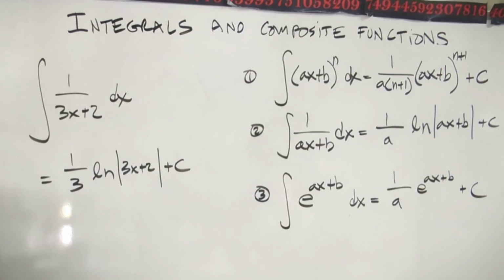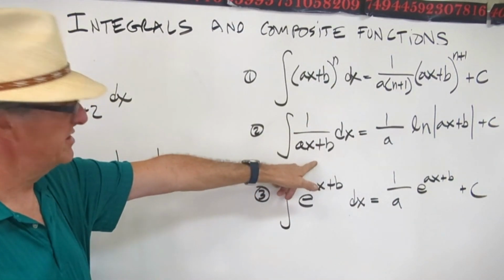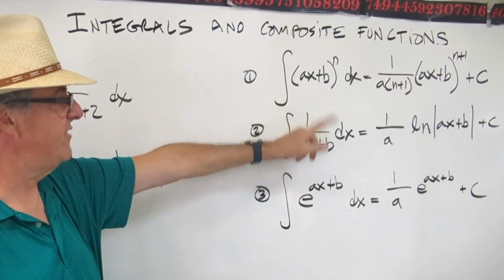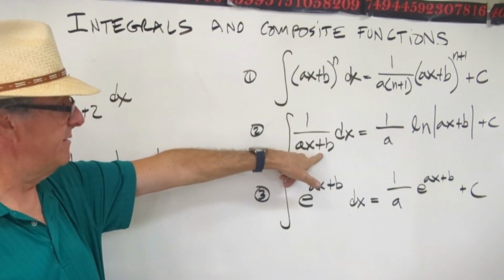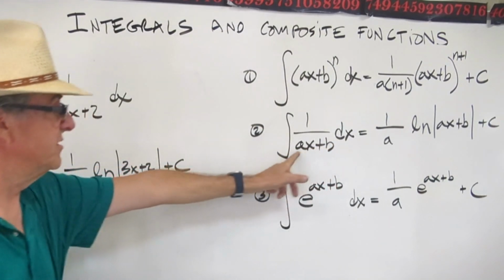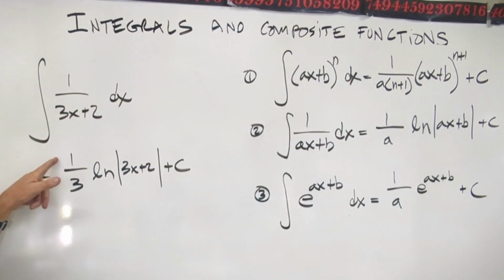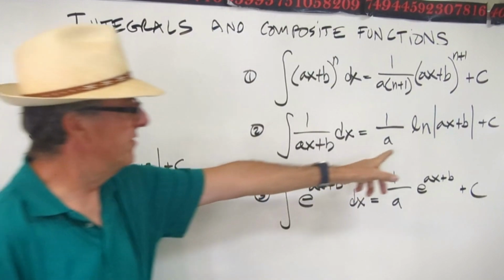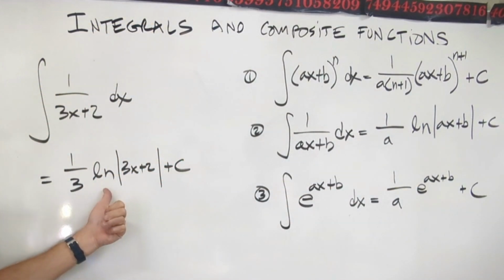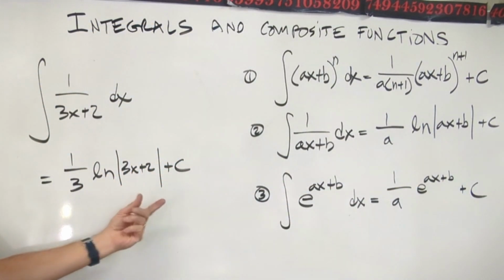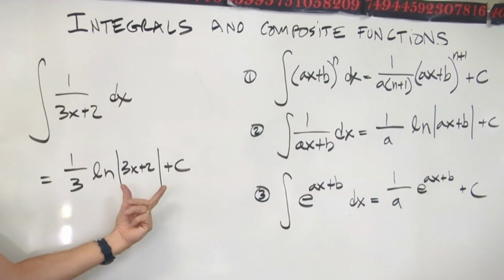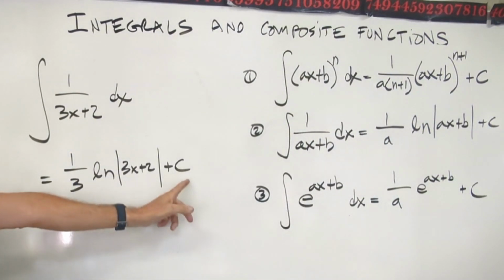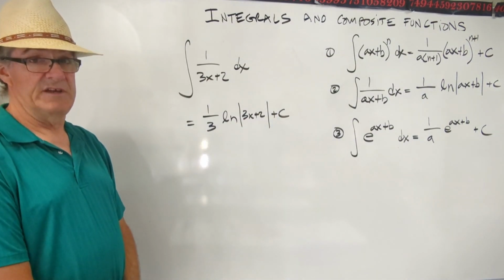All right, so here you go. My a is 3. I'm using this second rule here. This is when we have a fraction where we've got a power of 1 on the bottom. And so what we do is we take our a and we put it out here. So that's my 1 over 3 for this form times the natural log of the absolute value of my ax plus b, which is 3x plus 2. So my absolute value of 3x plus 2 plus c. So there is my integral.